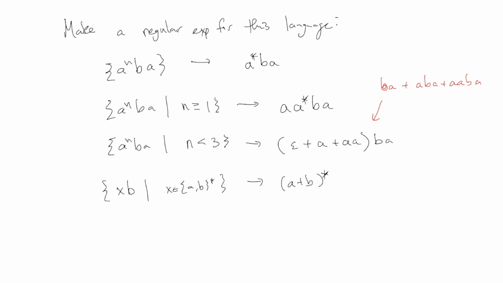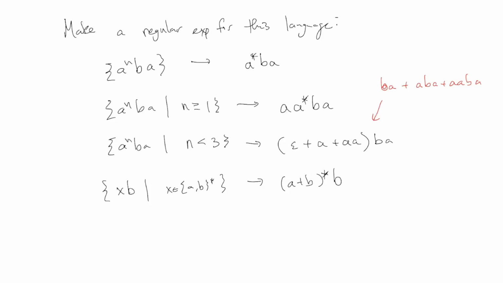You know, if you want to get ABBA, first time through you choose the A, then you choose the B, then the B, then the A. So when you see (A+B)*, that means it could be anything. That's the X part, and then followed by B. So that's how I would write this regular expression: (A+B)*B, like that.